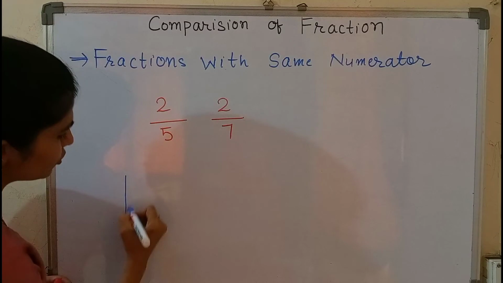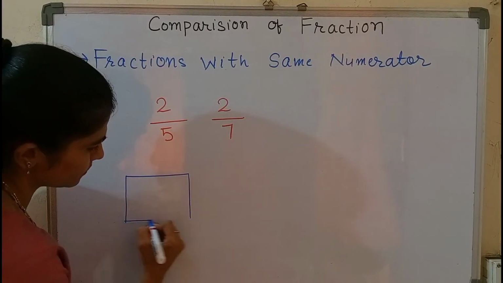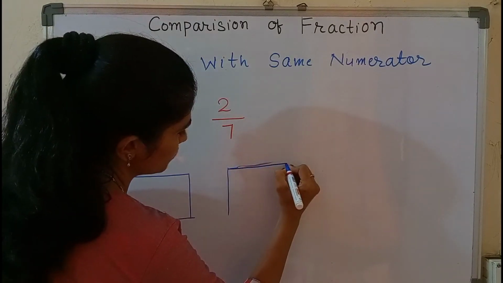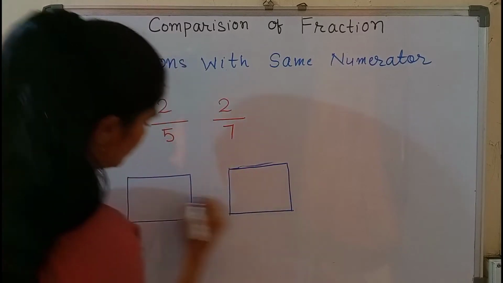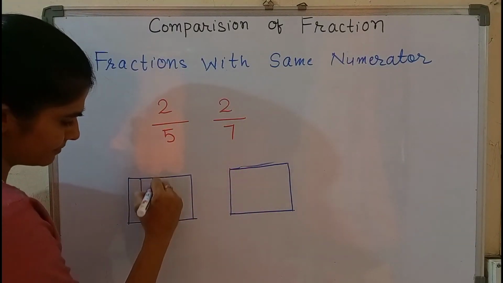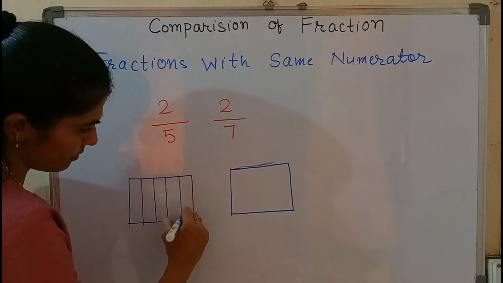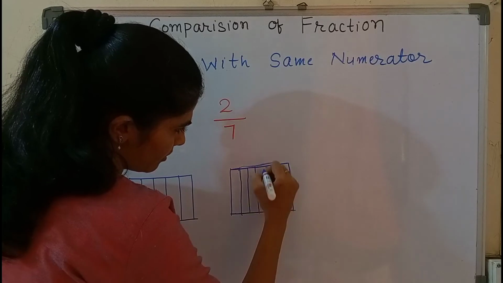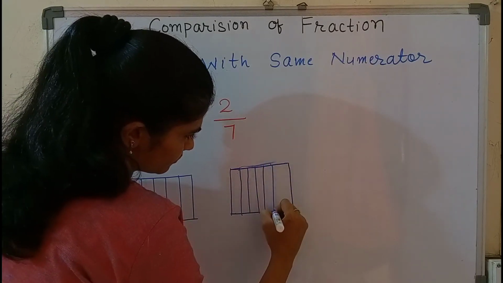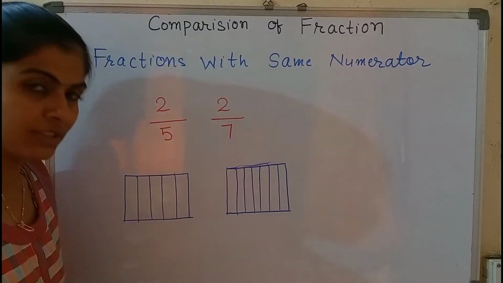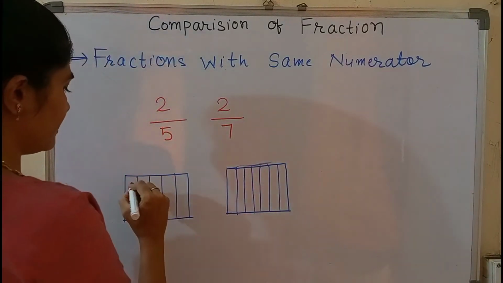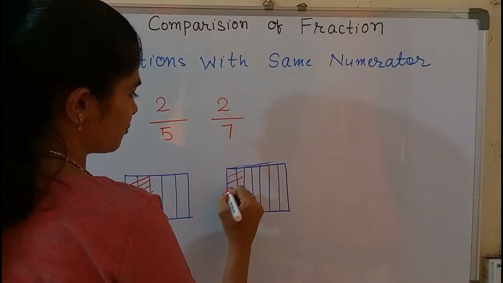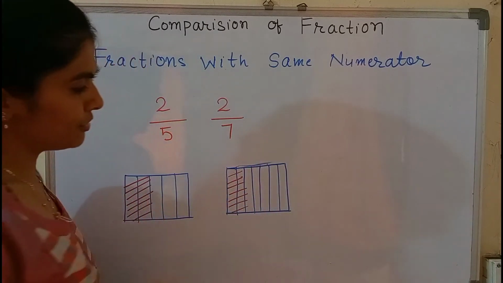It means that there are again two identical things. Now this must be divided into 5 parts. This should be divided into 7 parts, right? In both cases, I got 2 parts, right? In this case, I got 2 parts. In this case also, I got 2 parts. Friends, now you can do comparison.